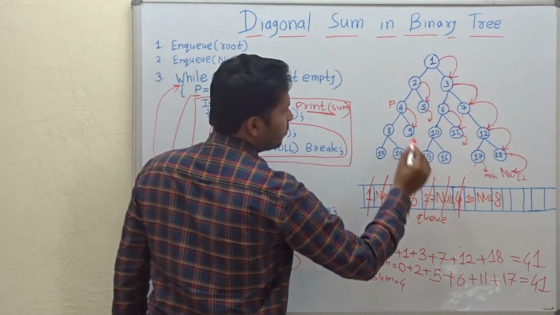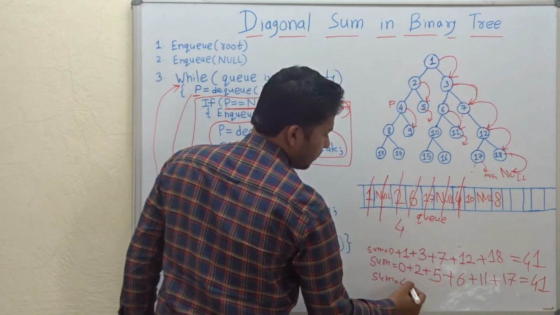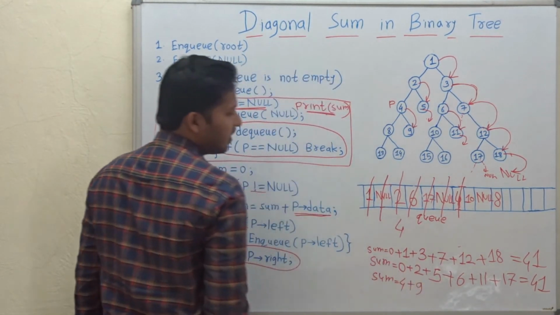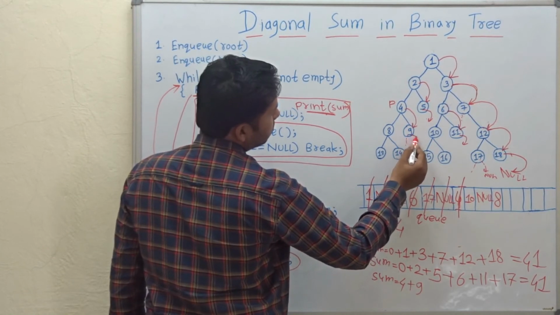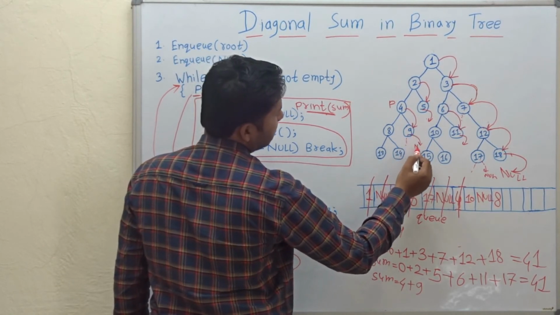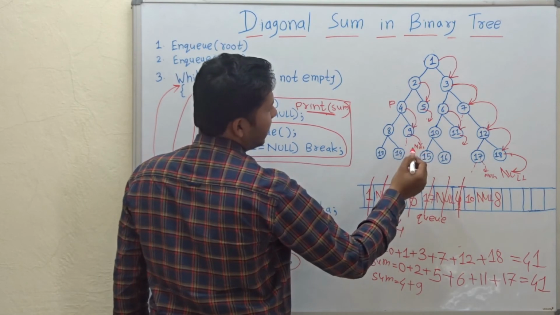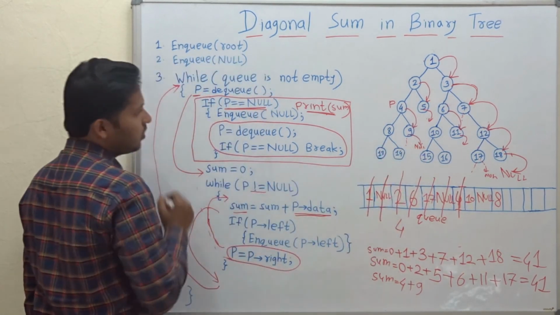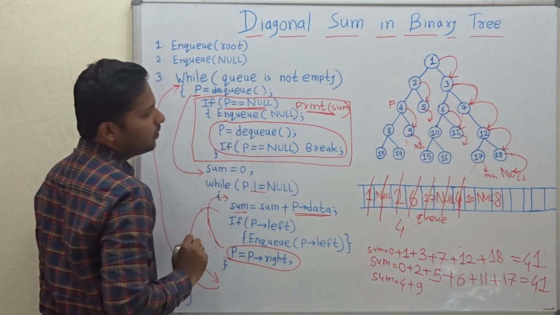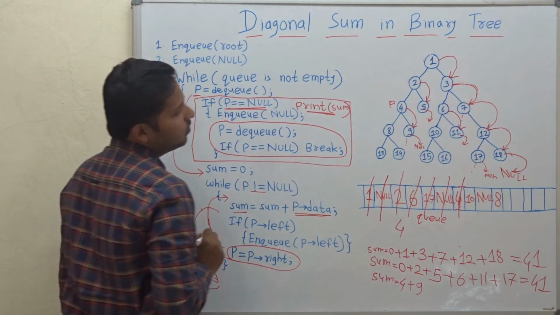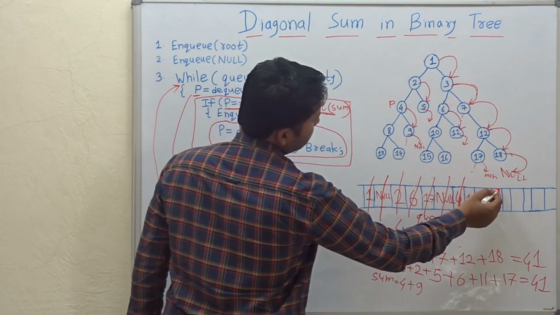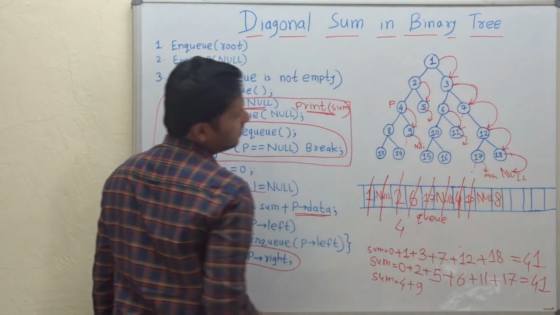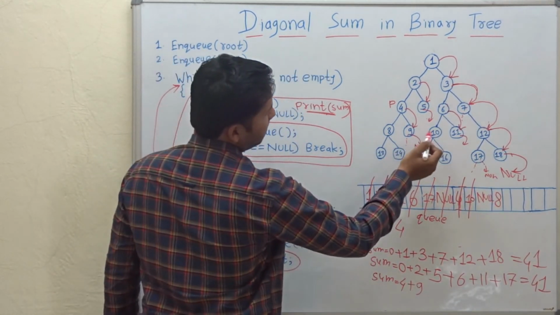So when we jump to the right, we get 9. So we add 9 to the sum and we check whether it has left child. No. So we go to the right. Right is null. As right is null, we come out of this while loop and we DQ again. Now when we DQ, we get 10. So check with 10.